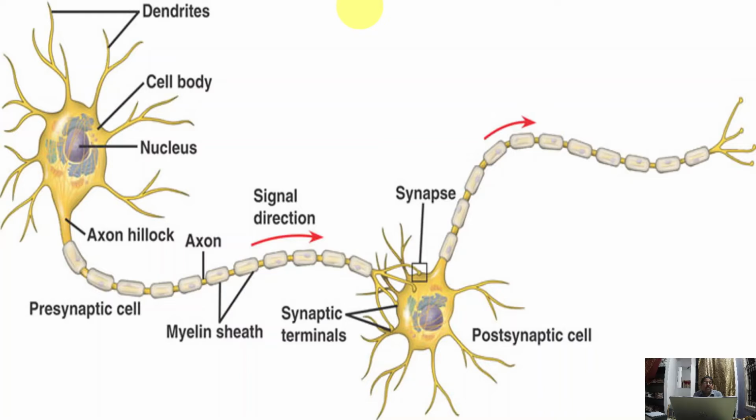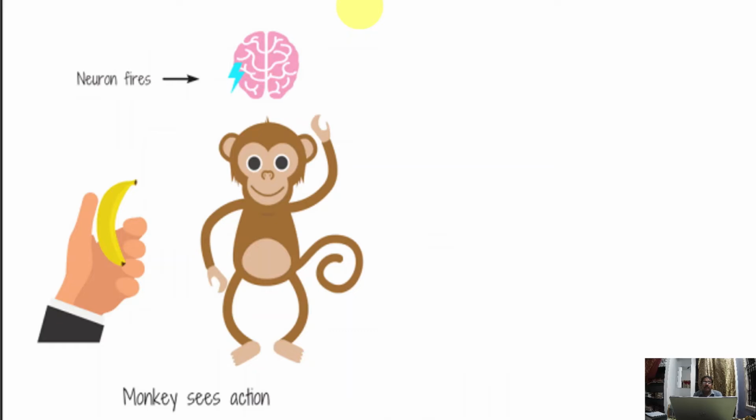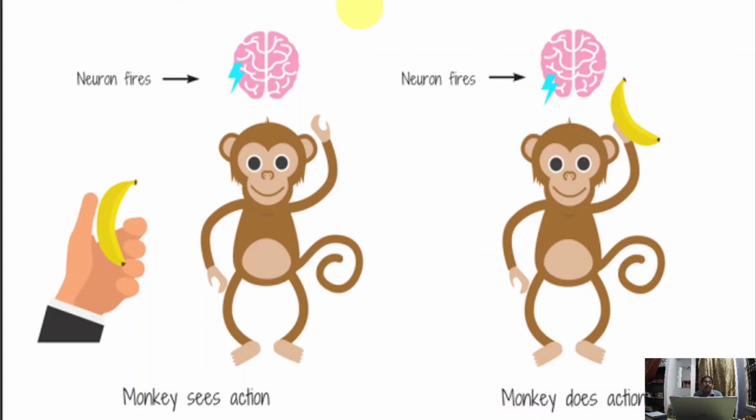So now learning is nothing but a neuronal connection. If it happens again and again, it is strengthened. And if you are able to light up and fire neurons, that means you are learning. Okay. So a monkey sees an action and does an action, everything by neuronal firing. So this we call learning.